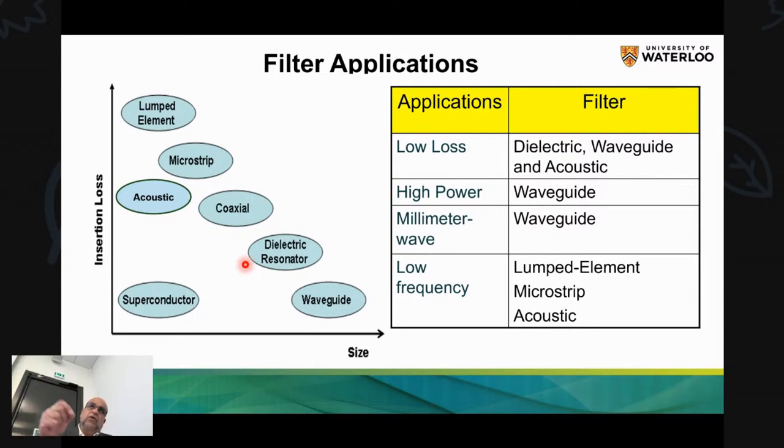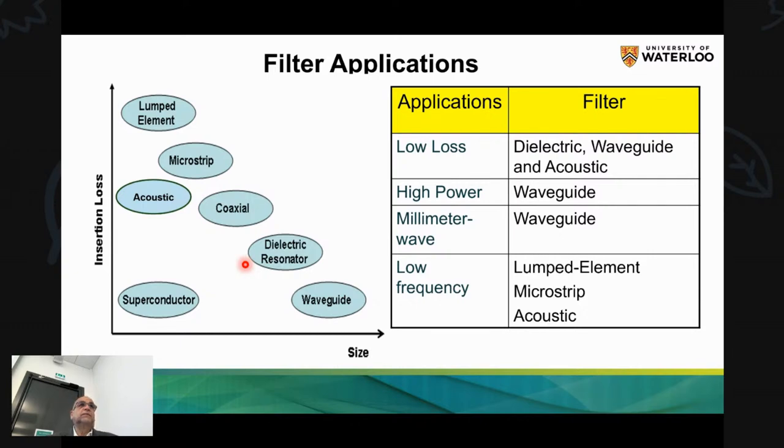But if you know the requirements: if you need low loss, you have no choice but to use dielectric waveguide, and acoustic for mobile, because for mobile they cannot use lumped elements. It's so lossy. Acoustic can get a Q of 1000, believe it or not. Very tiny filters at 3 gigahertz, 4 gigahertz can give you a Q of 800 to 1000. Lumped elements will give you a Q of 30, 40. So for low loss in mobile applications, you need to use acoustic.